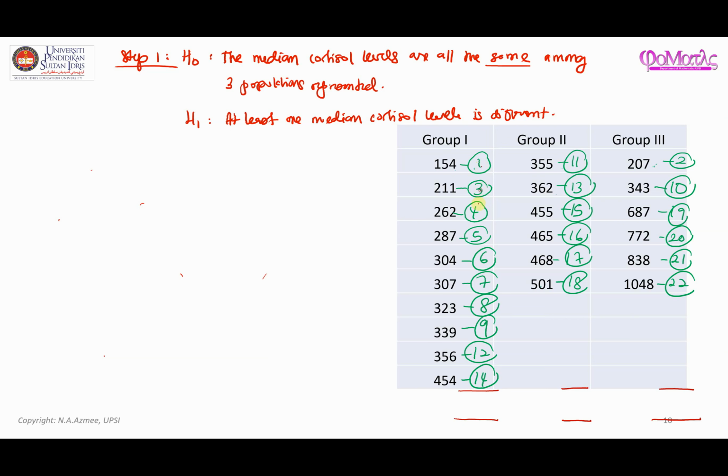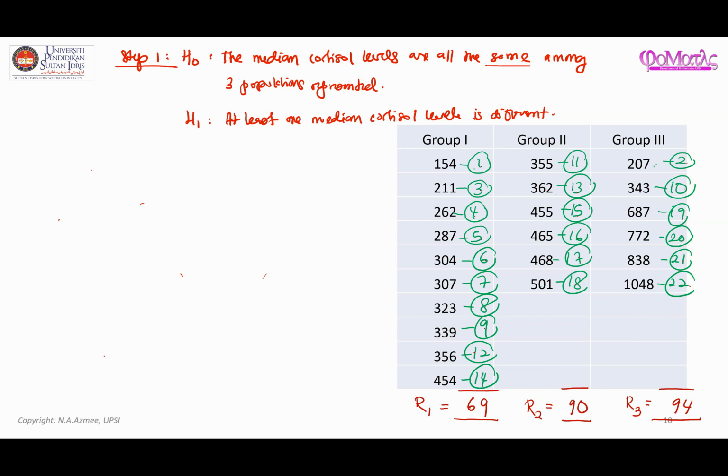So 1 plus 3 plus 4 plus 5, 6, 7, 8, 9, 12, 14. The result here is 69. So this is the value of R1, the sum of the ranks in group 1. Similarly, 11 plus 13, 15, 16, 17, 18, you will get the sum of rank in group 2. This is equal to 90. 2 plus 10, 19, 20, 21, 22 will give you the sum of rank in group 3. The answer here is 94. Please verify that the results I give here are true.